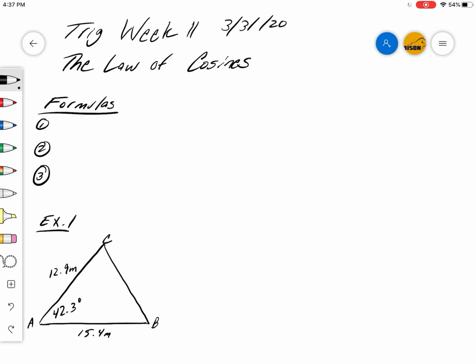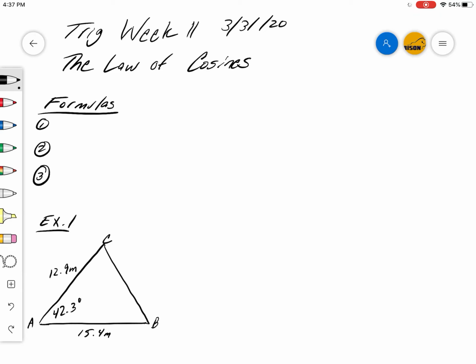So you will have 1 week to do this. That means I'm going to post it on Tuesday, so you'll have till the next Tuesday to turn it in to me. And that's all Putnam County Schools guidelines, and that's exactly how they want us to do it moving forward. Okay, so today we're going to talk about the law of cosines.